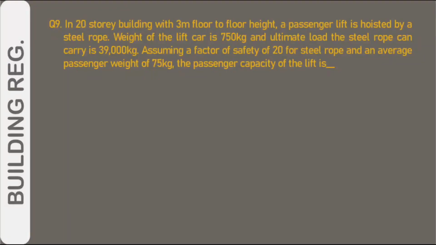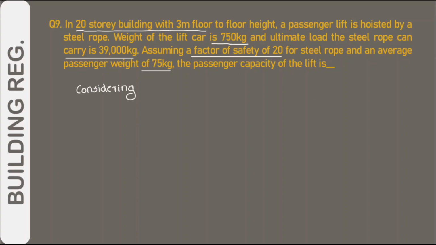A 20-story building with 3-meter floor-to-floor height and a passenger lift is hoisted by a steel rope. Weight of the lift car is 750 kg and the ultimate load the steel rope can carry is 39,000 kg. Assuming a factor of safety of 20, calculate the number of passengers the lift can carry if the weight of single passenger is 75 kg.